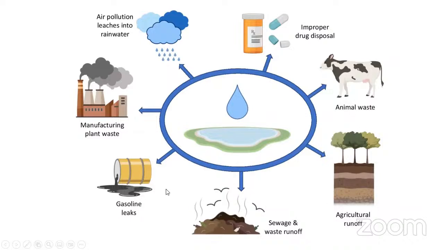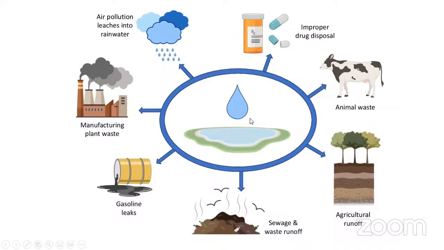By this image also, you can write or answer your theory questions, and try to remember this circle of activities which may affect groundwater quality. Air pollution may affect it, improper drug disposal, animal waste, agriculture runoff, sewage waste runoff, gasoline leakages from industry, plant waste, and manufacturing waste. These are all the pollutants which may affect the groundwater quality.